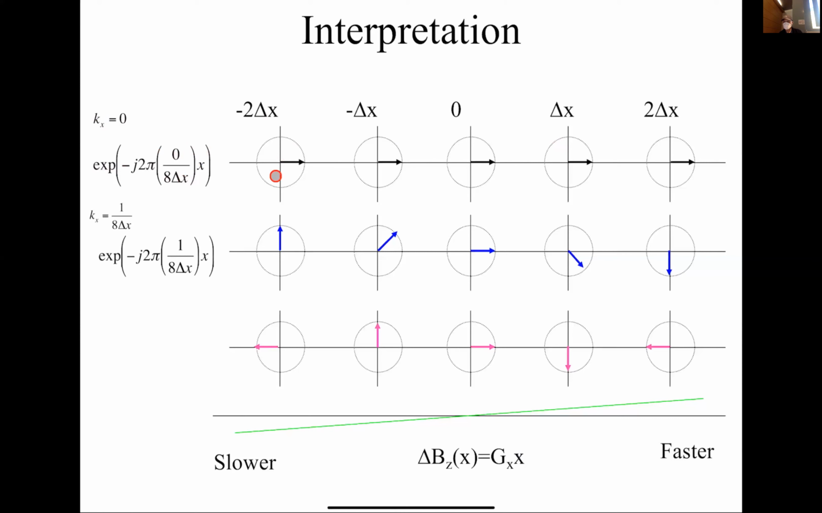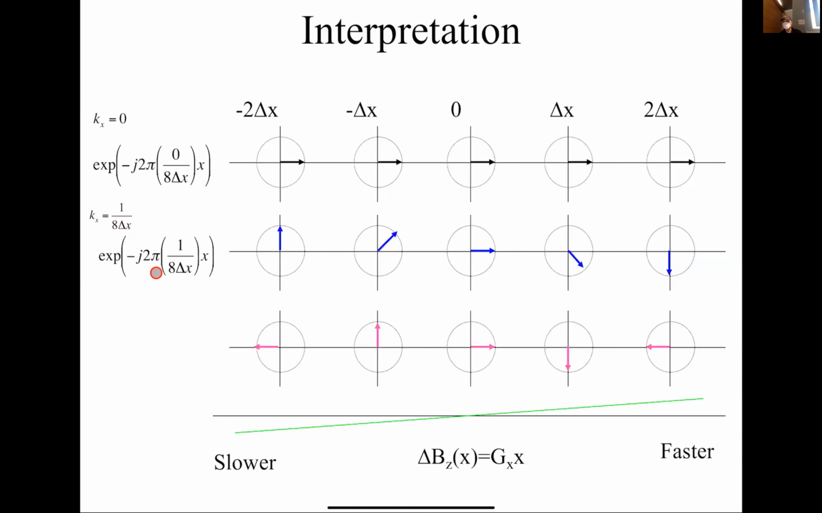Now let's take kx equals 1 over 8 delta x. So that means that my spatial period is 8 delta x, right? We're assuming this distance is delta x. So let's do a sanity check on this. From here to here, that distance is 4 delta x, right? But from here to here, have I gone one period? No, I've only gone half a period, right? Because this is pointing this way, and this is pointing the other way. So that means that a full period must be 8 delta x. So at least I got this 8 delta x correct.